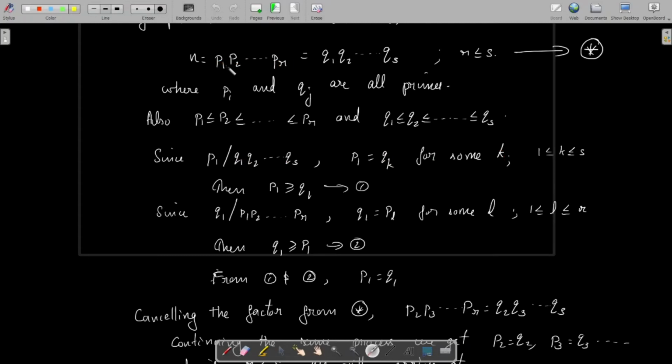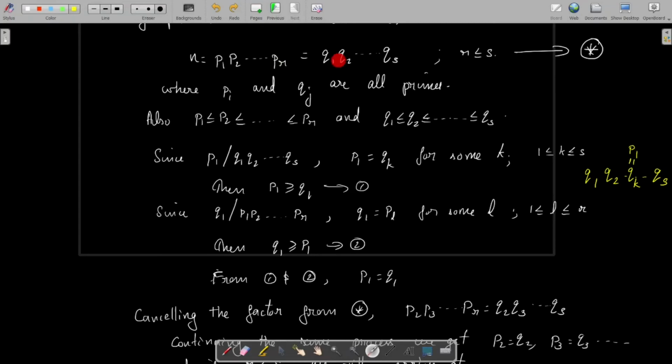So p1 equals one of the primes in the product q1 q2 etc. qs. So actually in the product q1 q2 etc. qs, there lies some qk, and we assumed that this is equal to p1. Therefore this p1 must be greater than or equal to q1, since qk is greater than or equal to q1. We can say that p1 is greater than or equal to q1. That is our first expression.